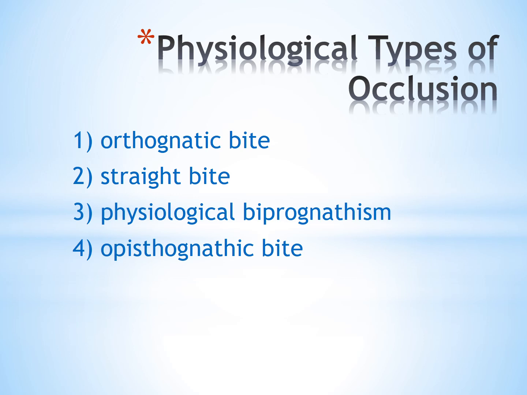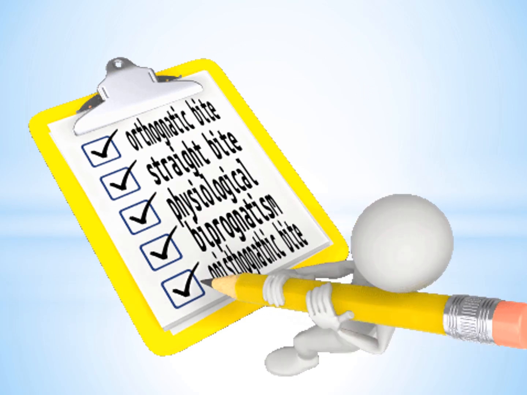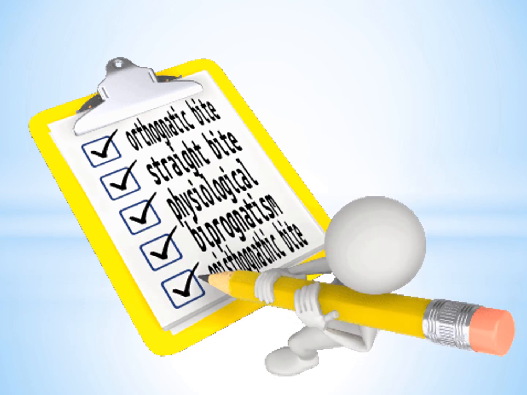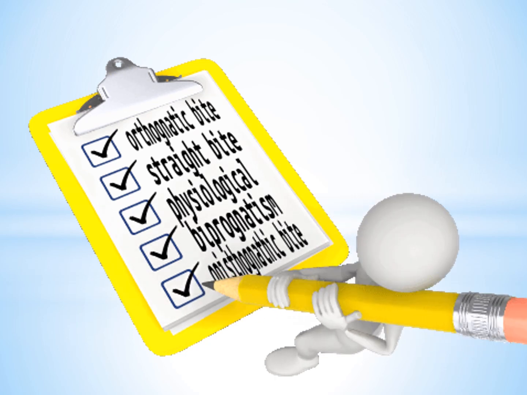I would like to mention that we know 4 types of physiological occlusion: orthognathic bite, straight bite, physiological biprognatism, and opistognatic bite. Once again, orthognathic bite, straight bite, physiological biprognatism, and opistognatic bite.